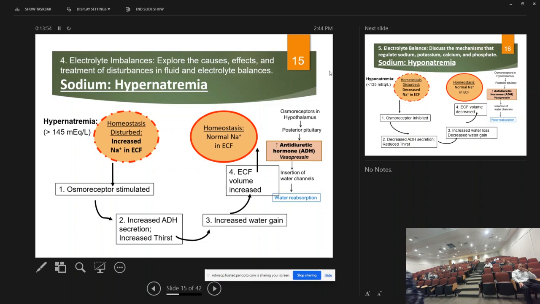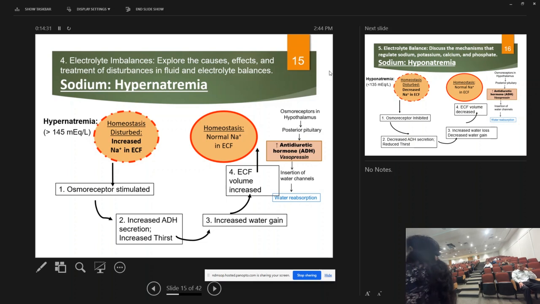If homeostasis is disturbed, right? In this case, hypernatremia, there is increase in sodium. So now it has to go back to homeostasis, means it needs to lower the sodium level. How does it do that? By diluting. So by diluting means it takes the help of antidiuretic hormone, right? So the antidiuretic hormone, how are they stimulated? First, you have to stimulate the osmoreceptor. That will release antidiuretic hormone that causes an insertion of the water channel.